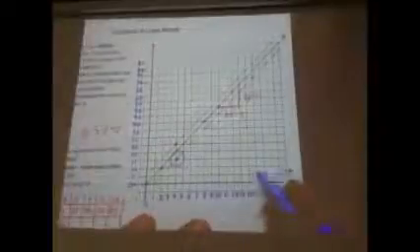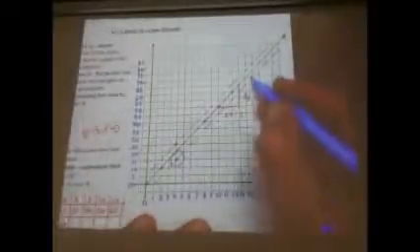And again, I got that because I went over to 15, went up to the lower bound, which is at 70, and the upper bound, which is at 80. And that is that.